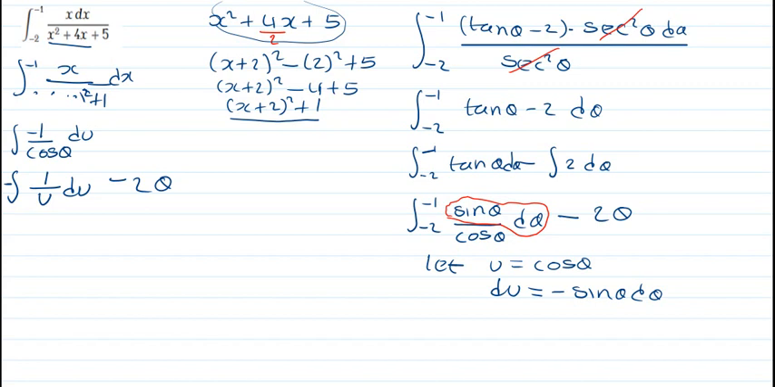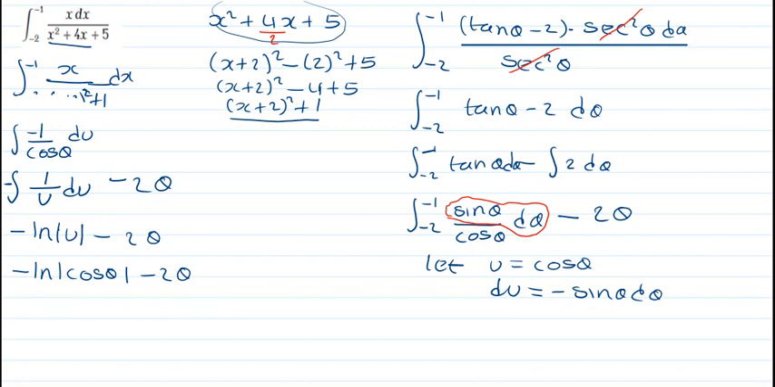Then after this we can integrate this part, which is going to give us negative natural log of the absolute value of u, minus 2 theta. Then we said u is equal to cos theta, so we can replace, meaning we are going to have negative natural log of cos theta minus 2 theta.